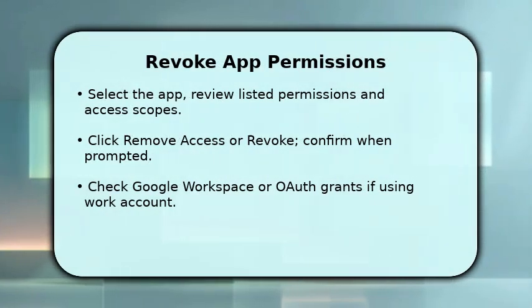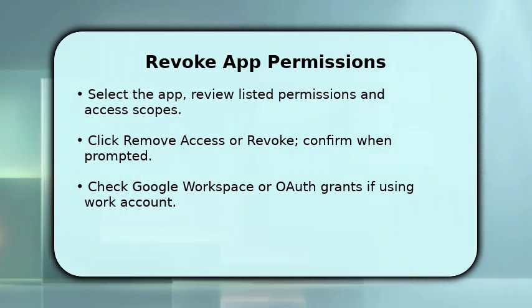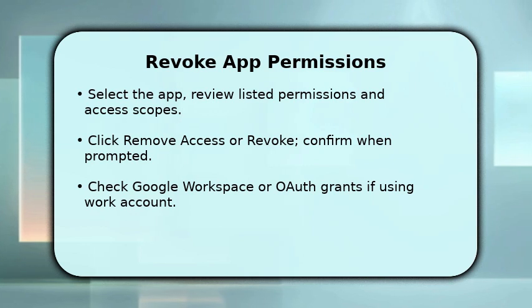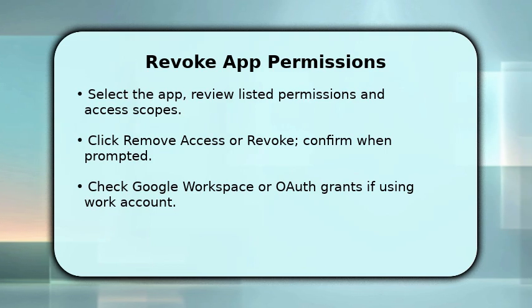Select the app and review its scopes so you understand what's being revoked. Once reviewed, click Remove Access or Revoke and confirm to destroy its OAuth token. This prevents further API calls. If this is a work or school account, also check Google Workspace admin grants or connected apps in Admin Console.